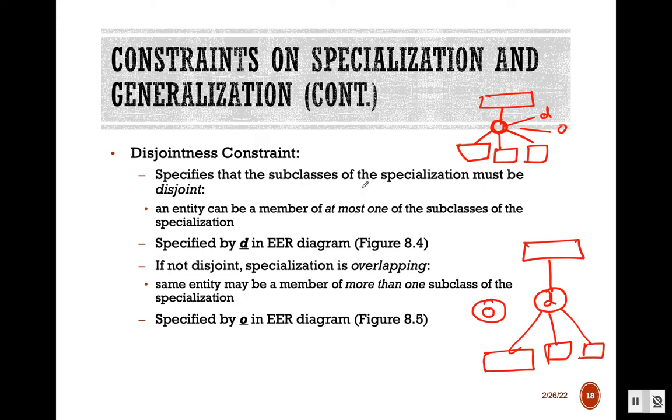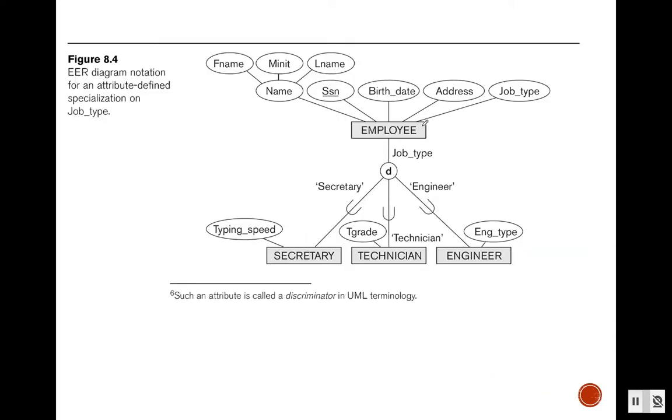Now it specifies that the subclasses of the specialization must be disjoint. If this is disjoint, it will be specified by D. Then an entity can be a member of at most one of the subclasses of the specialization. For example, here I have employee, and this specialization is disjoint, as D stands for disjoint. Here I can say that each employee is going to be either secretary or technician or engineer. Using set notation, I can show it like that.